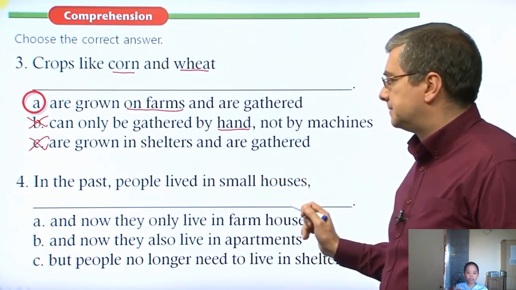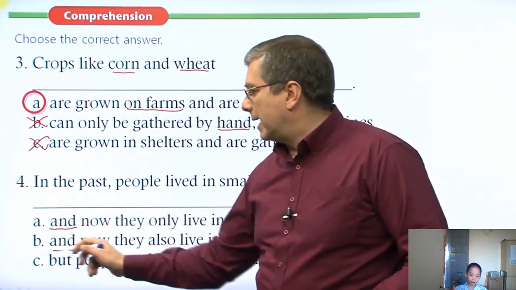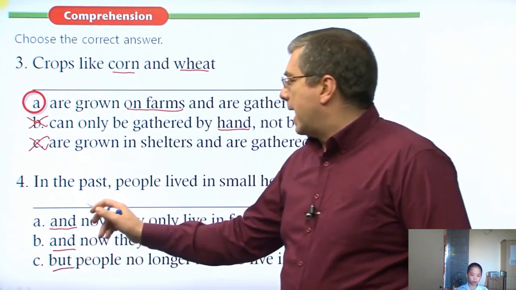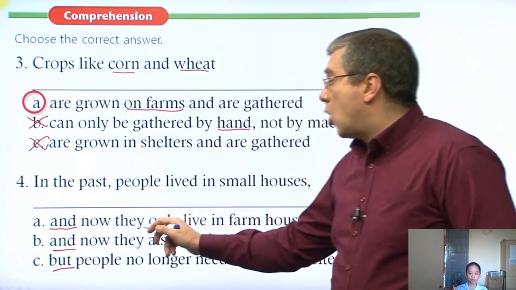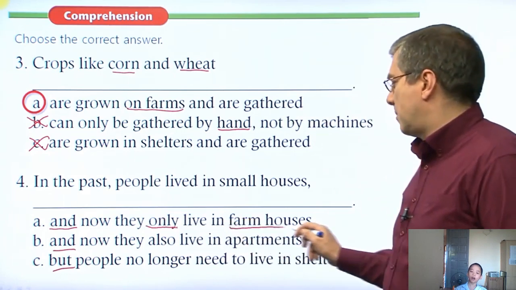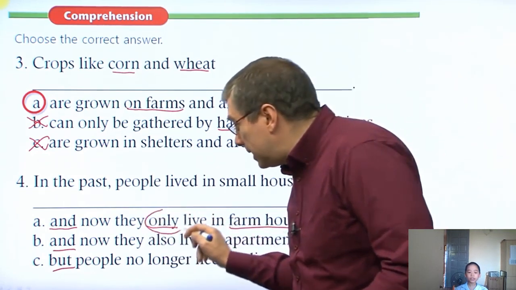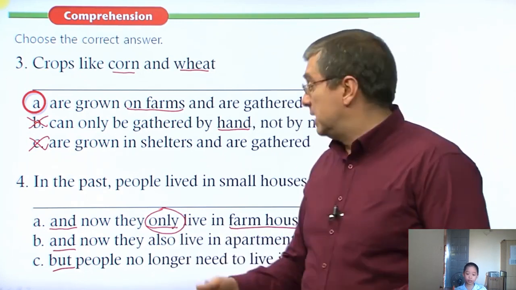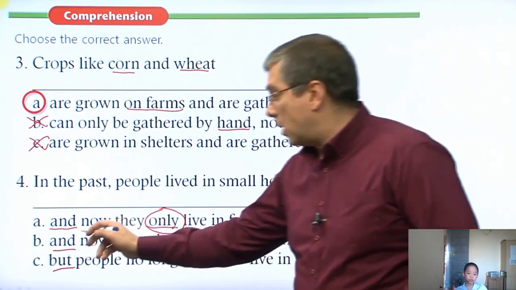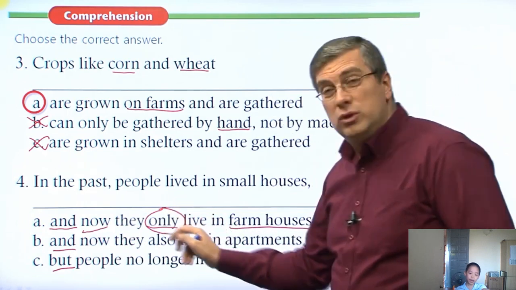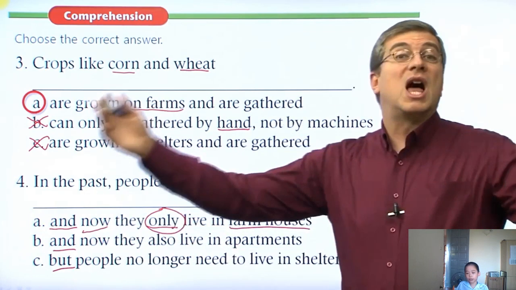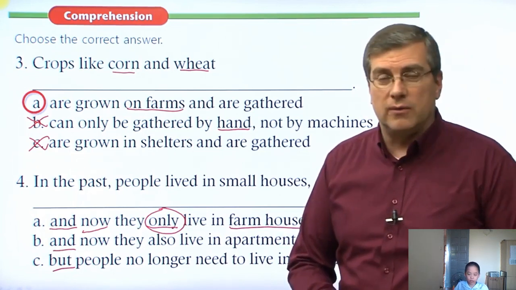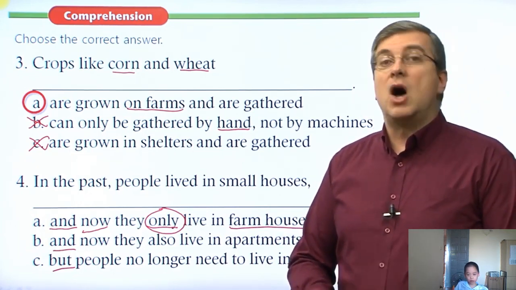4. In the past, people lived in small houses, but... Let's go to A. And now they only live on farmhouses. Does that sound right? No. I live in an apartment. I do not live in a farmhouse. So A will not be our answer.